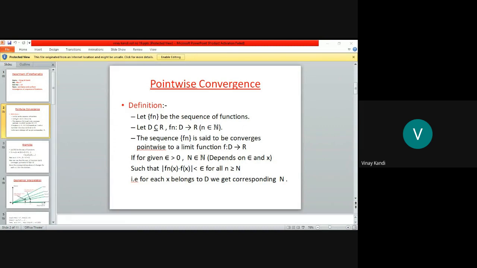As your point changes, as you move forward to x1, x2, x3, the value of small n also changes, correct? Such that this condition holds: mod of fn of x minus f of x is less than epsilon.